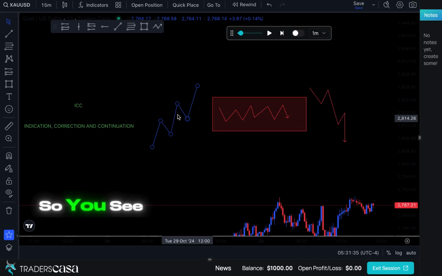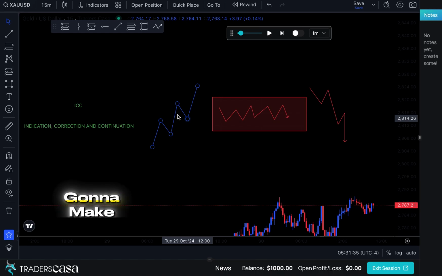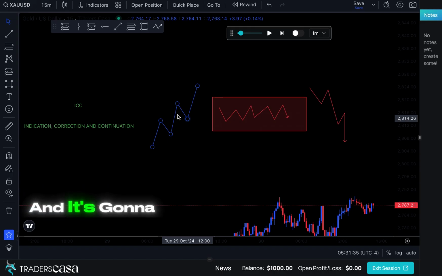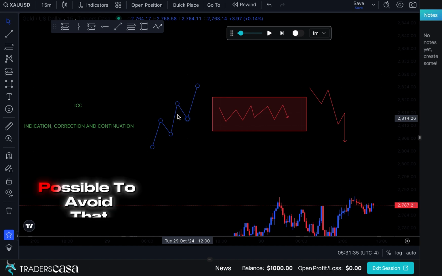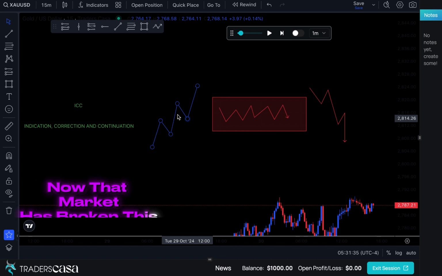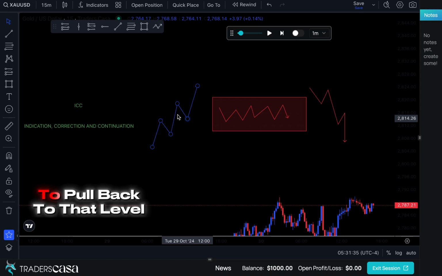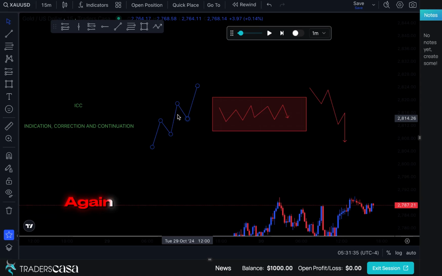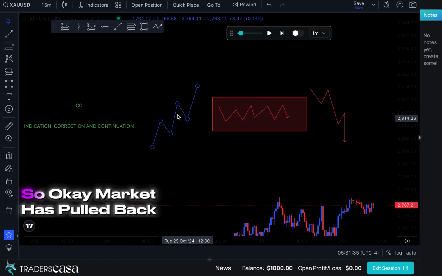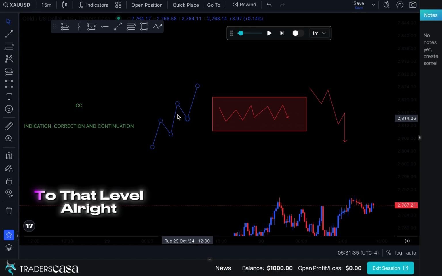Okay, so you see the market has broken the low and closed outside. So right here we do not take a trade, because if we take a trade here, our stop loss will be here, and it's going to give us a very big stop loss. We are trying as much as possible to avoid that, so we still don't enter. Now that the market has broken this, we'll wait for the market to pull back to that level again before taking our sells. So okay, the market has pulled back to that level.